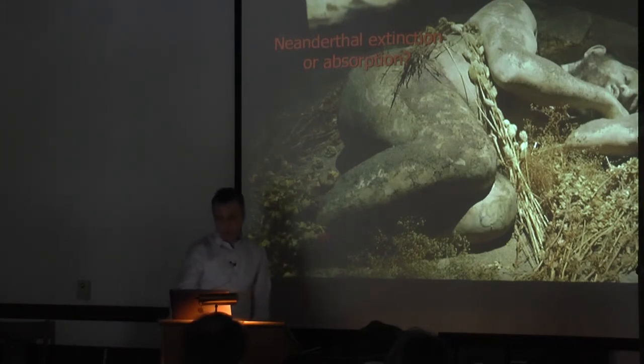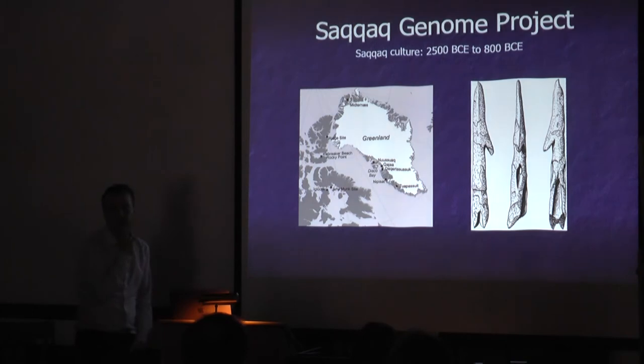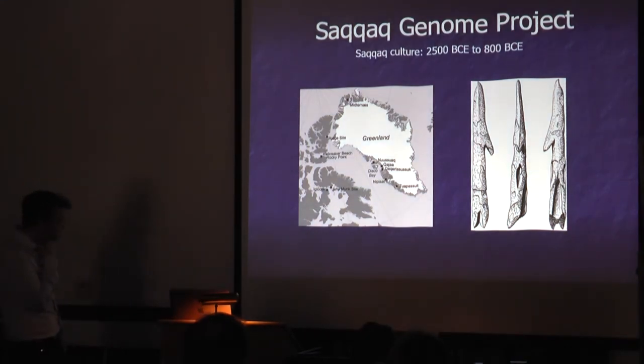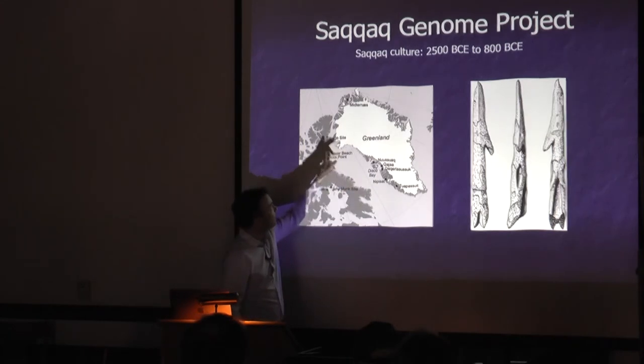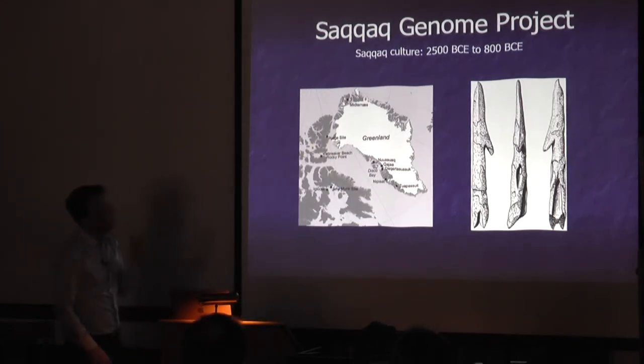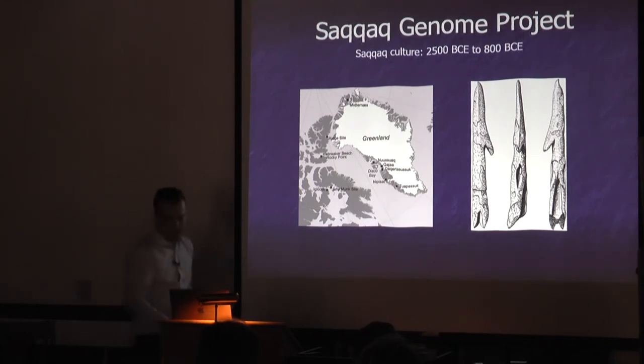One of the first projects we did in humans was this Saqqaq genome project. That was the first ancient human genome that was ever sequenced. Just a little background, many of you might know it better than me, but I'll give you what I know about it. We have a Saqqaq culture that existed from about 2500 BCE to about 800 BCE. These are some of the archaeological sites where you find that culture. The Saqqaq people were mostly reindeer and musk ox hunters, and hadn't really specialized in fishing and hunting marine mammals in the same way as some of the modern Arctic people have been doing.